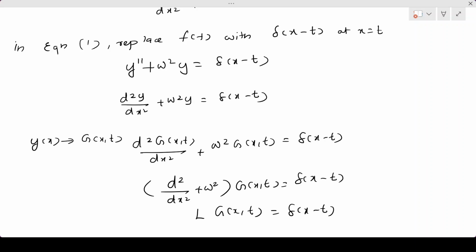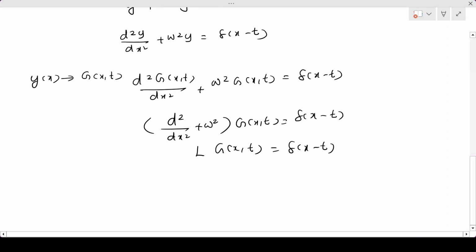Here you can see that this operator L is already specified. L is d square by dx square plus omega square. So L g of xt is equal to delta of x minus t. I'm keeping this equation as equation number 3 for convenience. Equation number 3 is d square by dx square plus omega square g of xt is equal to delta x minus t.